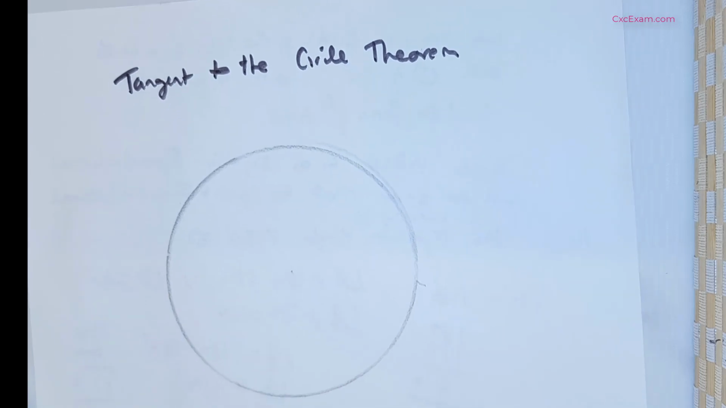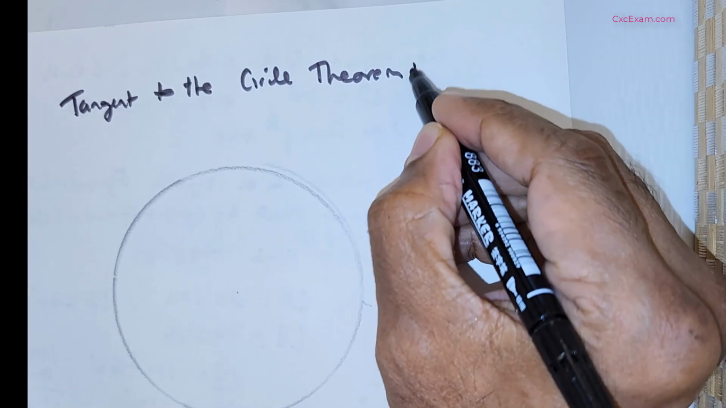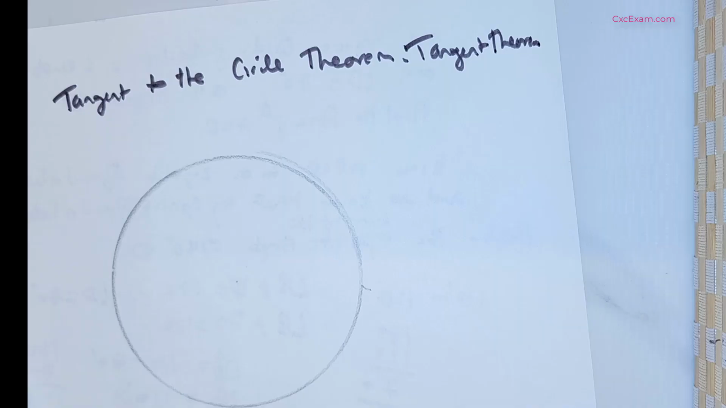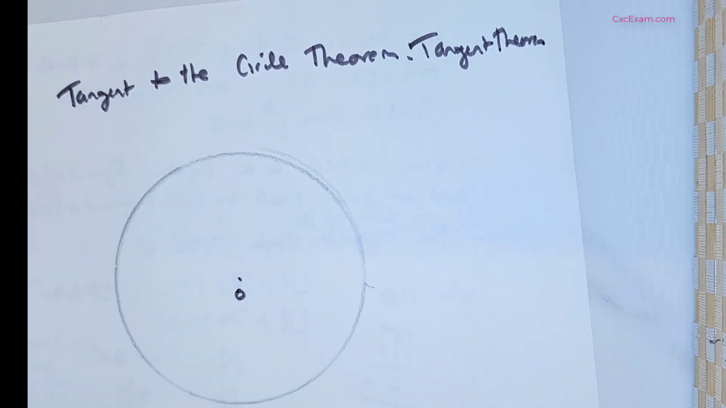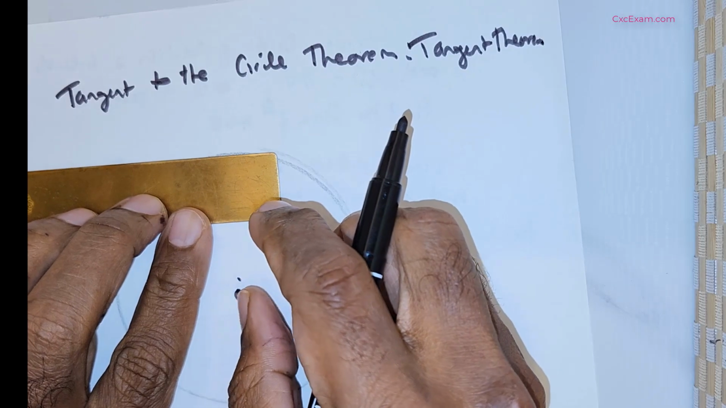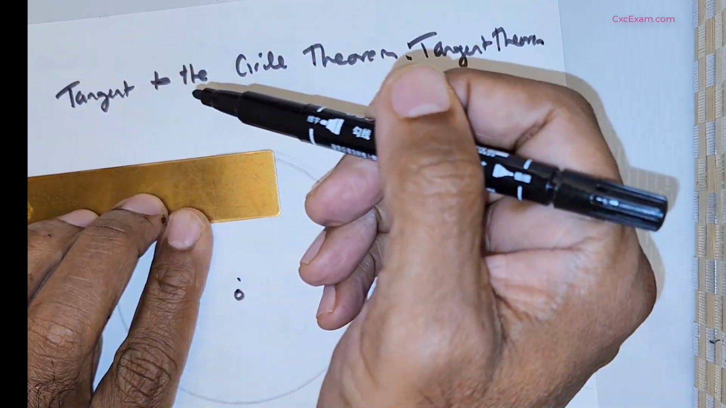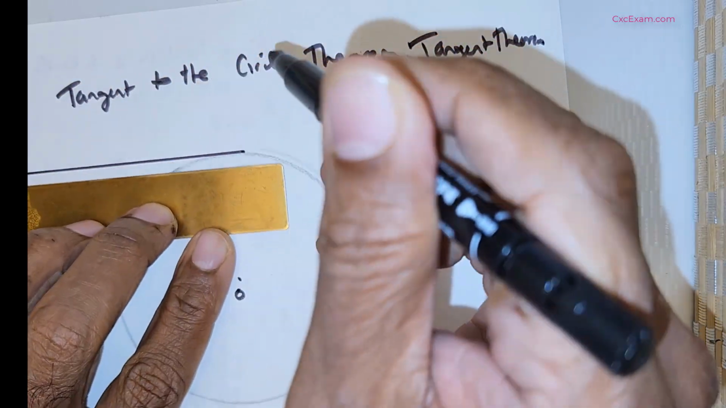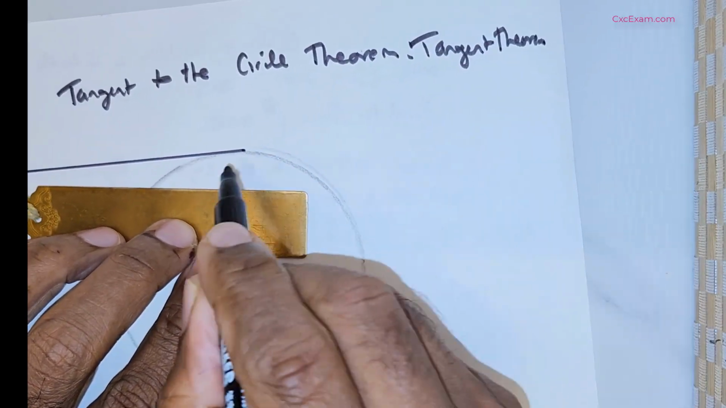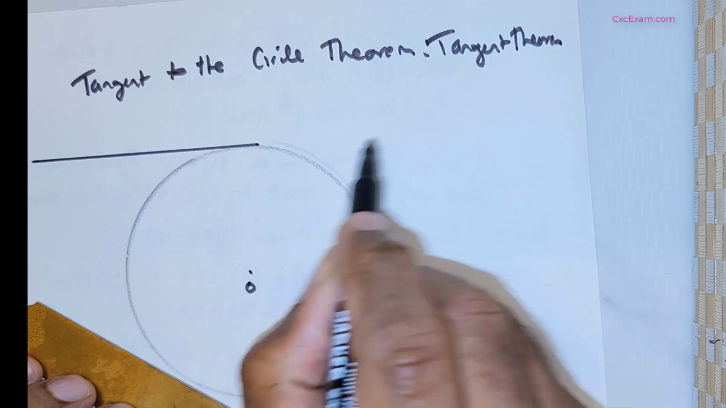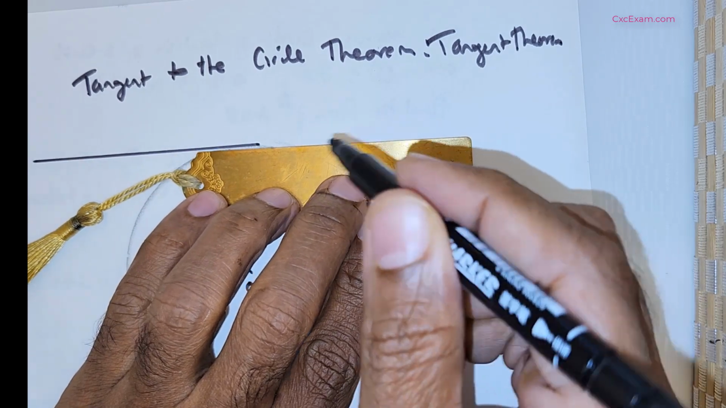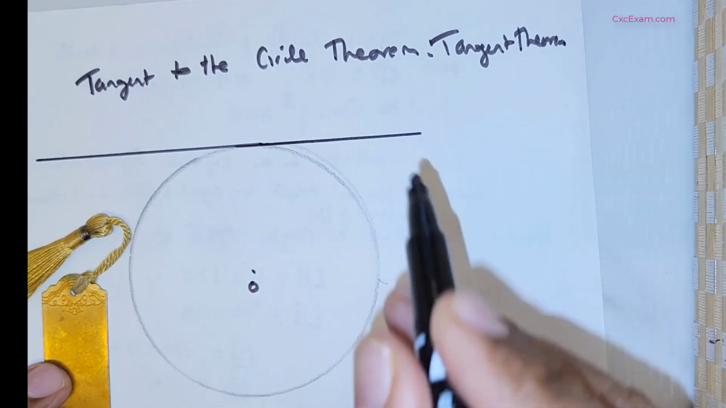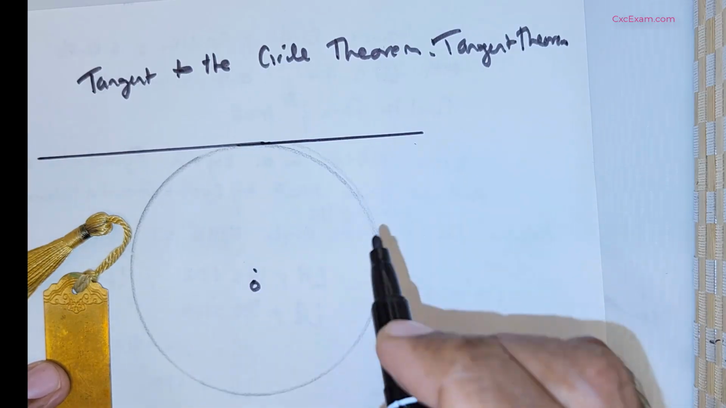The next theorem is called the tangent to the circle theorem. Sometimes it is also referred to as the tangent theorem. So if you have a circle, say with center at O, and you have a tangent that is hitting the circle. Now this tangent can proceed to arbitrary length. There is no restriction at all, so you can stretch this to whatever distance you want. For this question, I will stop here.